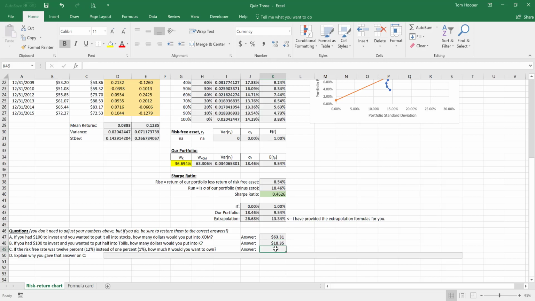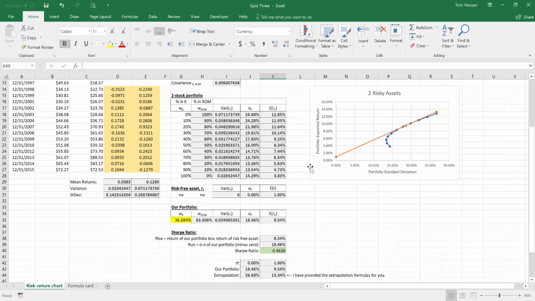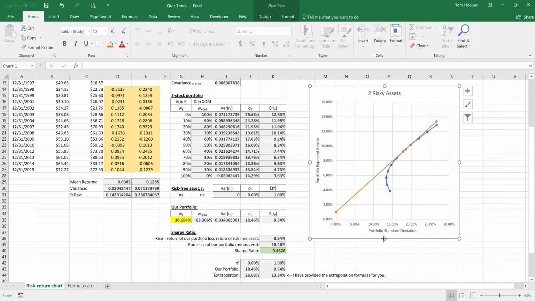In part C, if the risk-free rate were 12% instead of 1%, how much Kellogg would we want to own? The answer I'm looking for here is, if the risk-free rate went to 12%, what would be the tangent portfolio? And I chose a very high number, 12%, so it would be obvious by inspection. But let's zoom in on the graph and play with this a little bit.